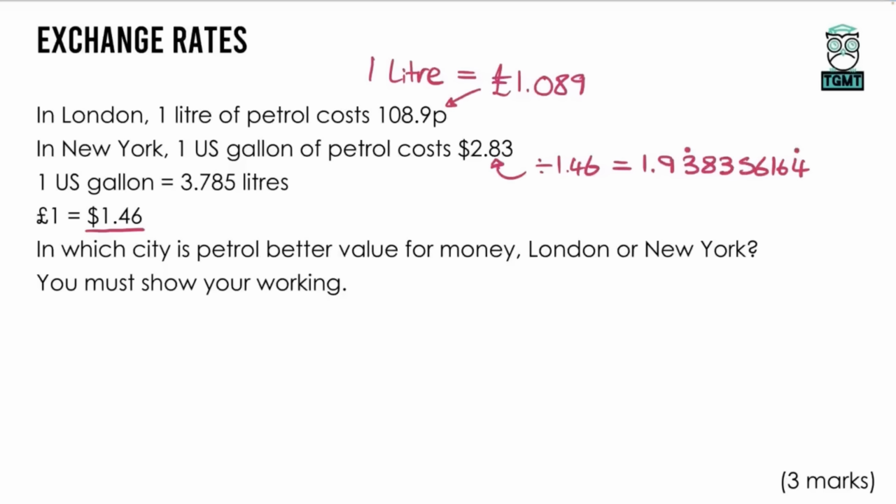There we go, so all the way from the 3 to the 4 is recurring. We're not going to need to worry too much because we are only comparing the value, so we just want to know which is better value. Now also, we've been told that this is 1 gallon.